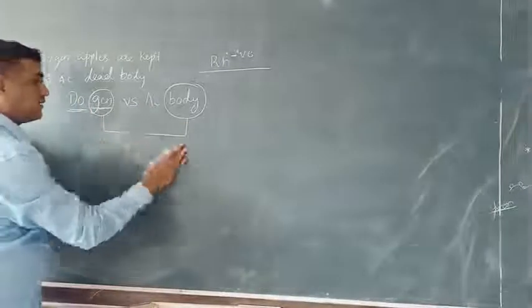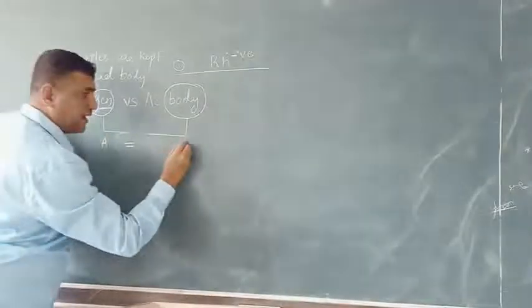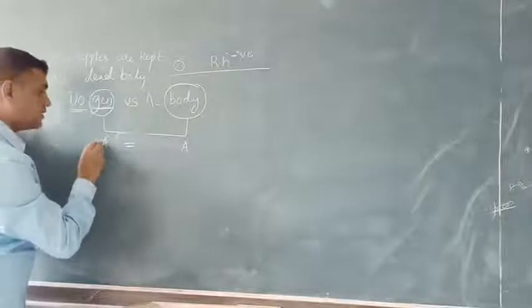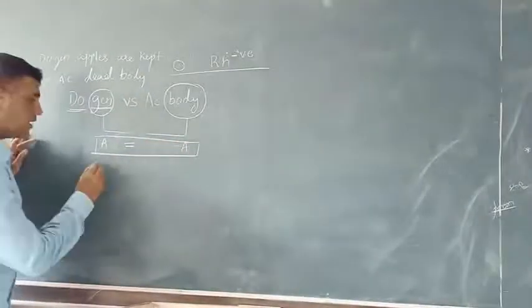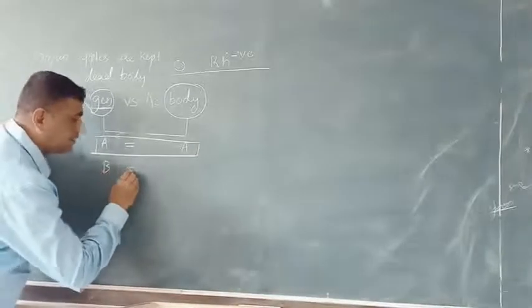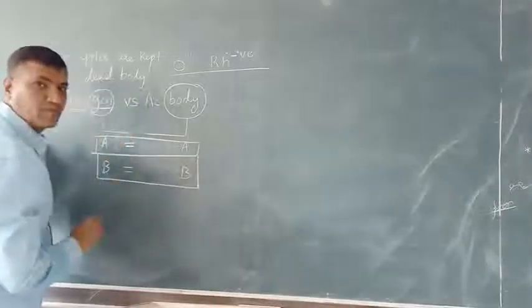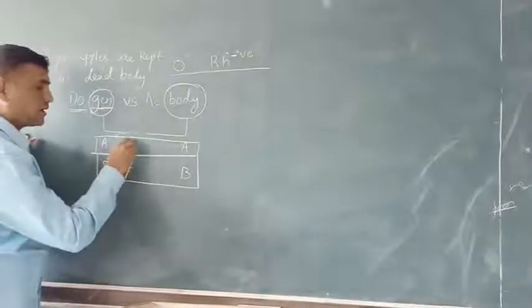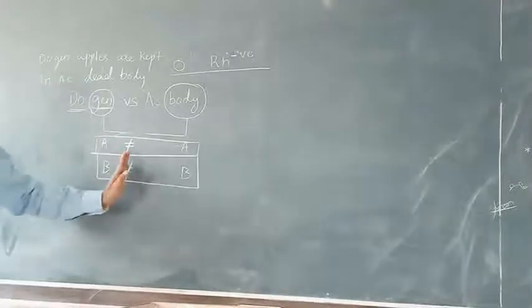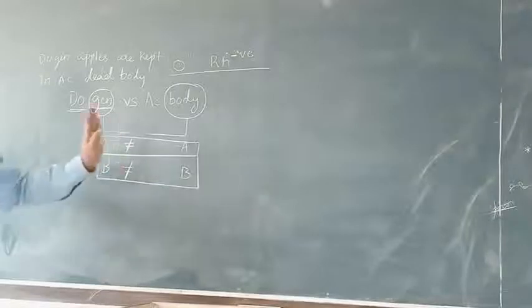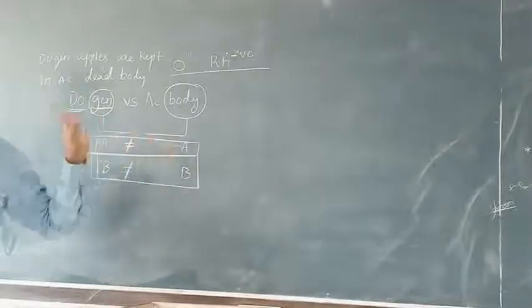But A antigen and A antibody, this should not be equal. Or B antigen and B antibody should not be there. This should not be equal. Means this should not be the same as this.